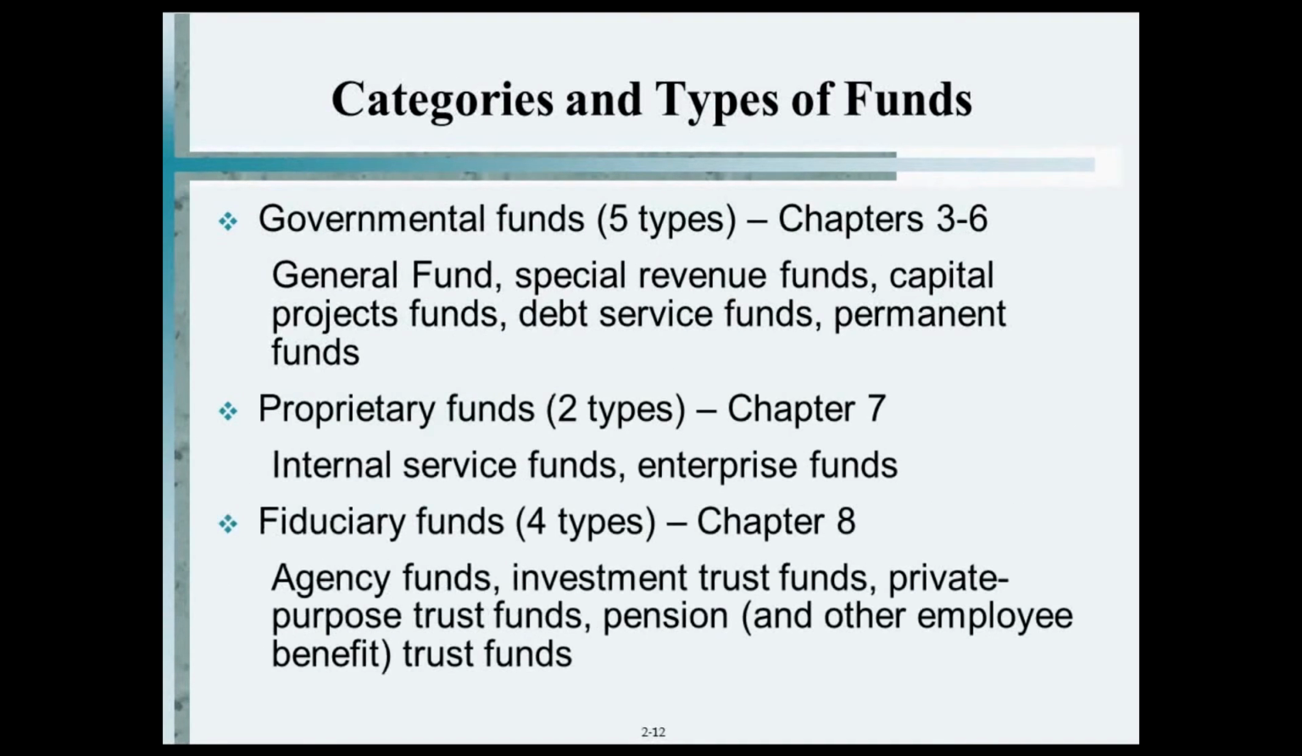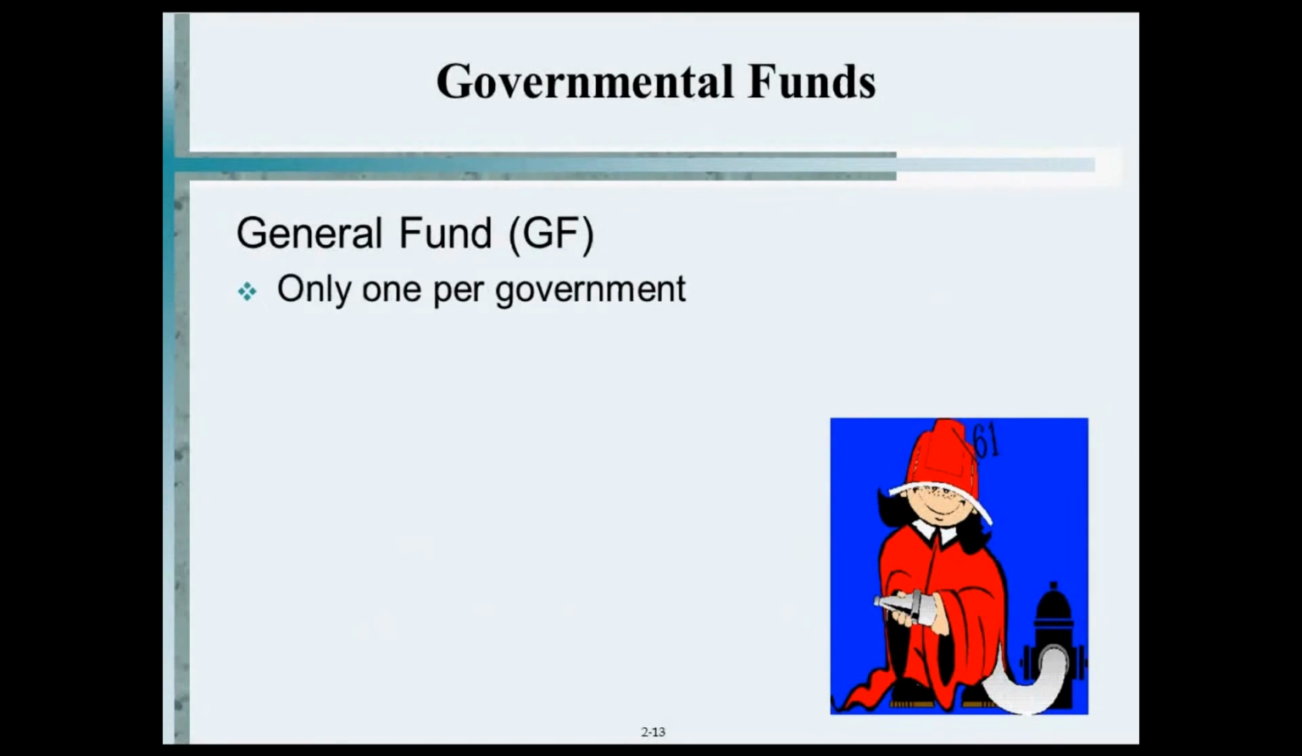Now we'll go into further detail on the types of funds. The governmental funds, there are 5 in number, and that's what we'll be discussing in the next few weeks. There's the general fund, which is the operating fund, right? There's the special revenue fund. There's the capital project fund, the debt service fund, and something called permanent fund. So we'll go through each one of these.